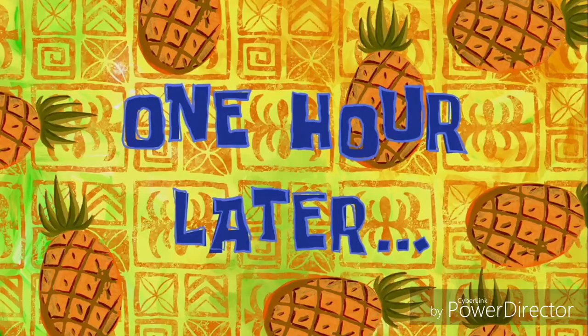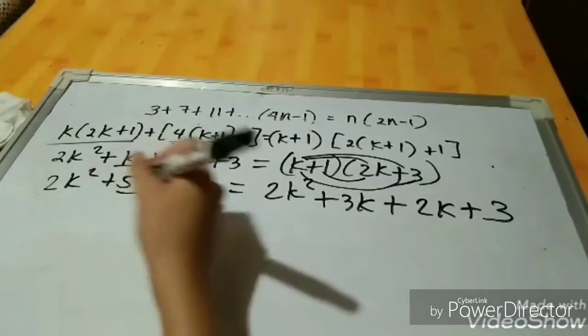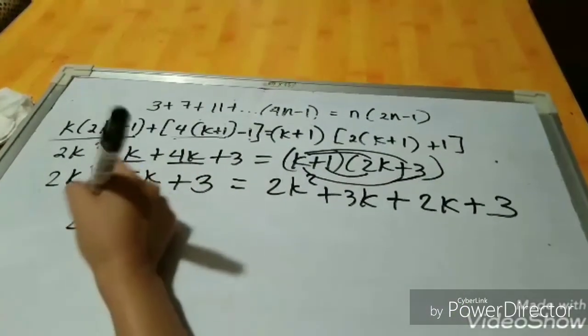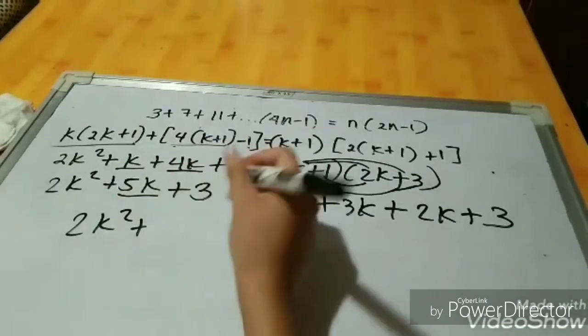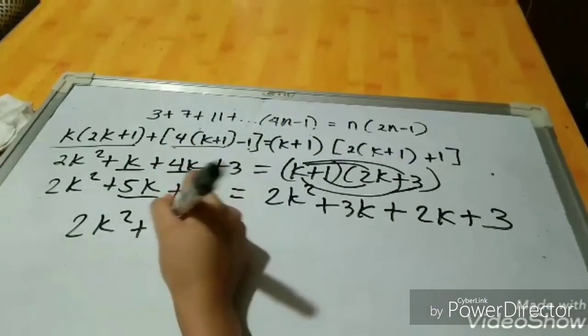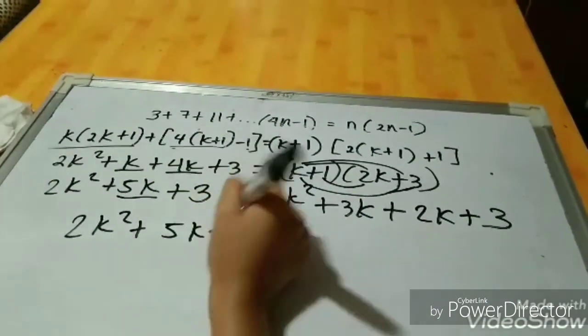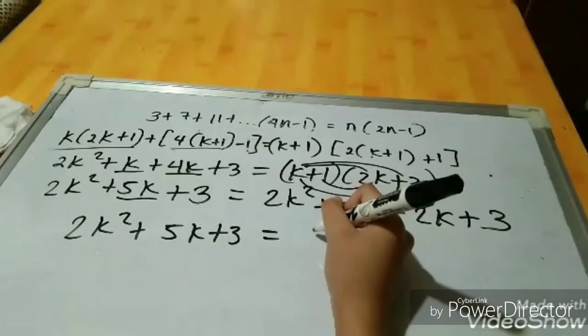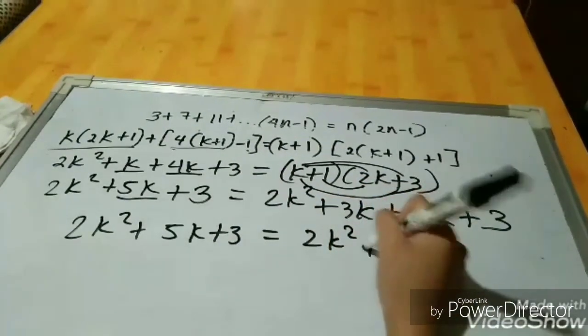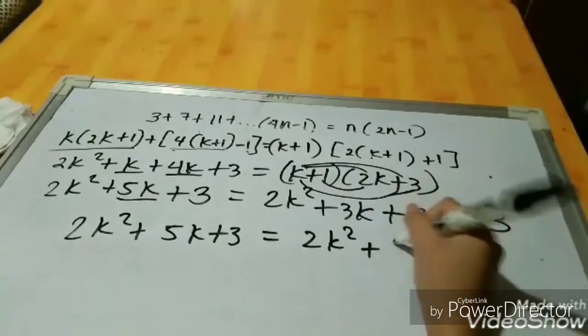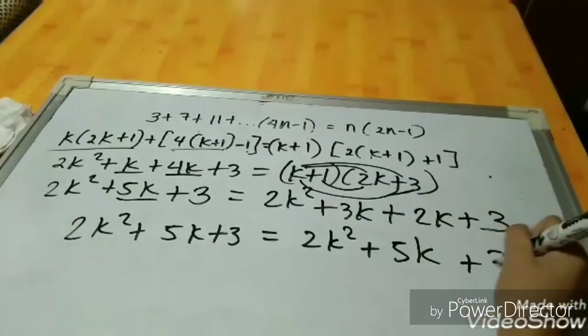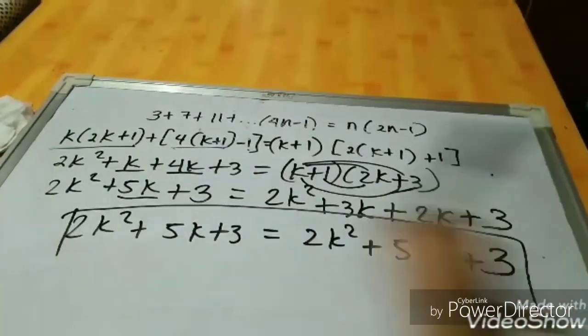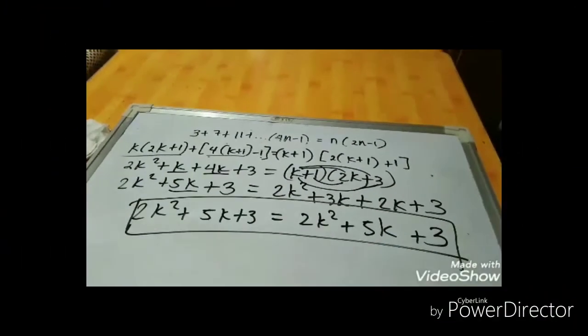So, the final answer will be 2k squared plus 5k plus 3 is equal to 2k squared plus 5k plus 3. And that is the final answer.